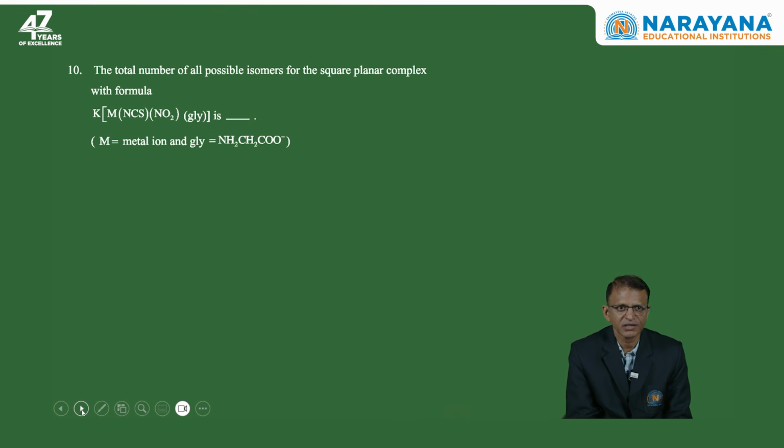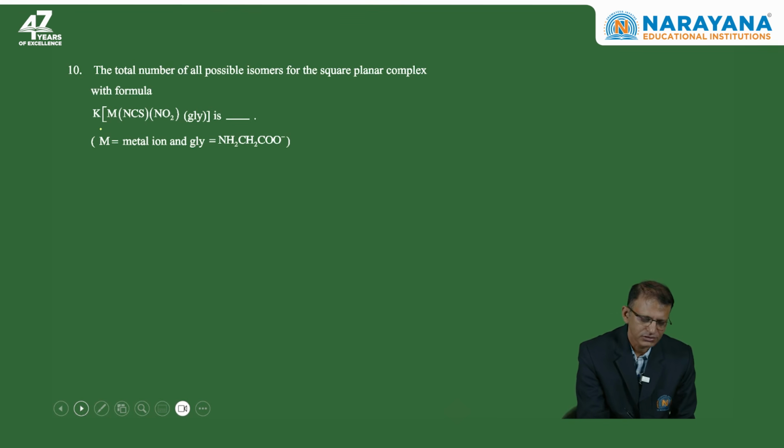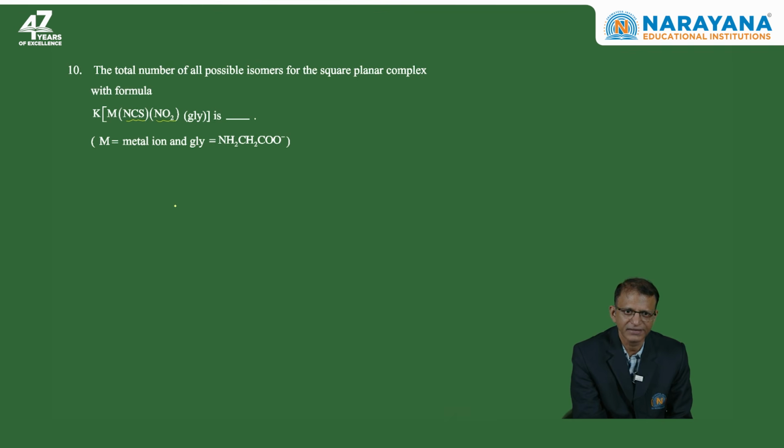So our next problem is regarding coordination compound. A total number of all possible isomers for the square planar complex with the formula. So the formula is given here, and this is an ambidentate ligand, and this is also an ambidentate ligand, and this is a bidentate ligand whose structure is given. The donor atoms here are different. One is nitrogen and the other is oxygen.